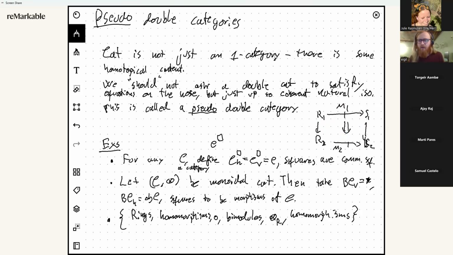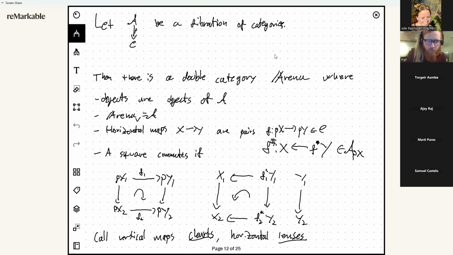There's a lot to say about this double category. You can develop a lot of homological algebra in this setting. It's very nice. So that's an important example.